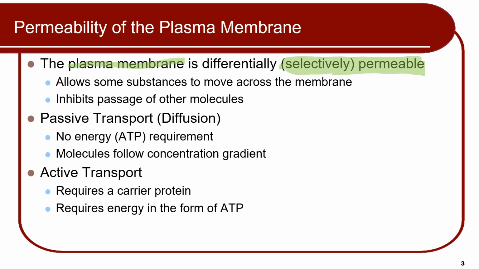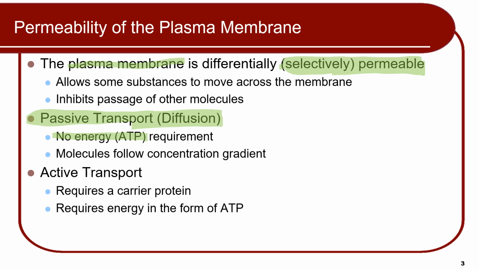There are two primary ways for movement in and out of cells. One is called passive transport, and that's also called diffusion. Passive transport or diffusion does not require energy. It's the way molecules will naturally flow. Molecules will go from where there's more to where there's less.